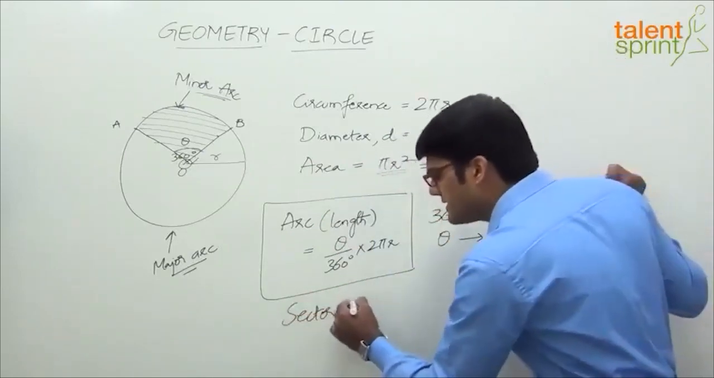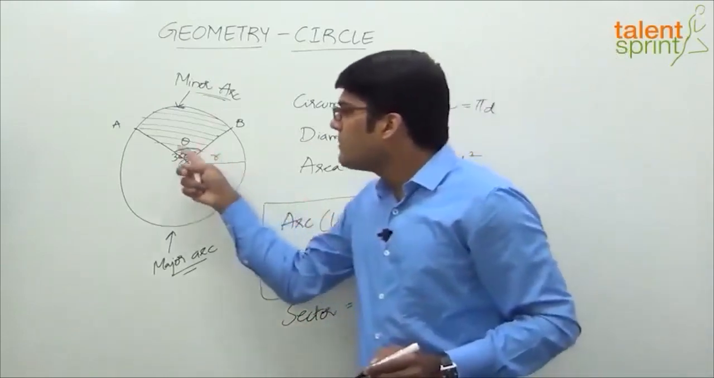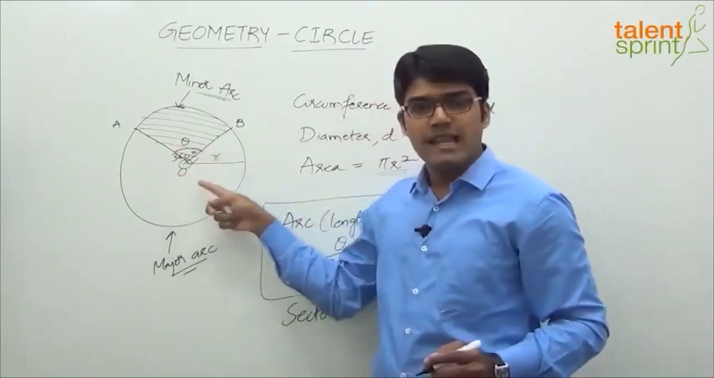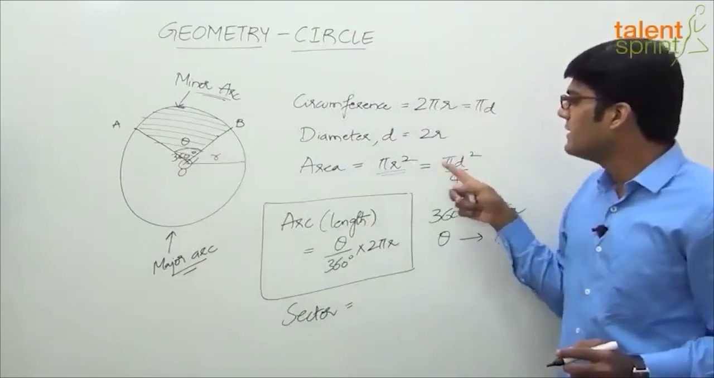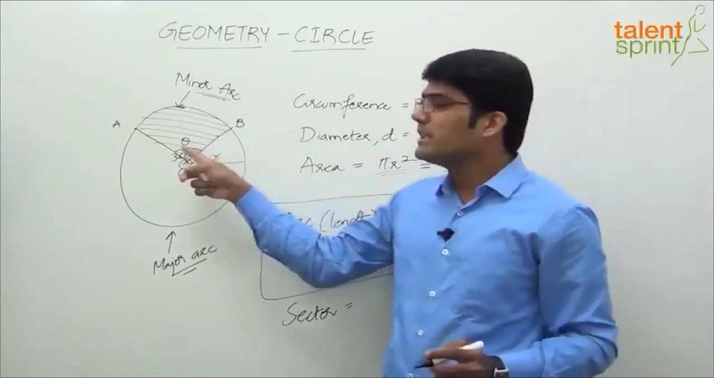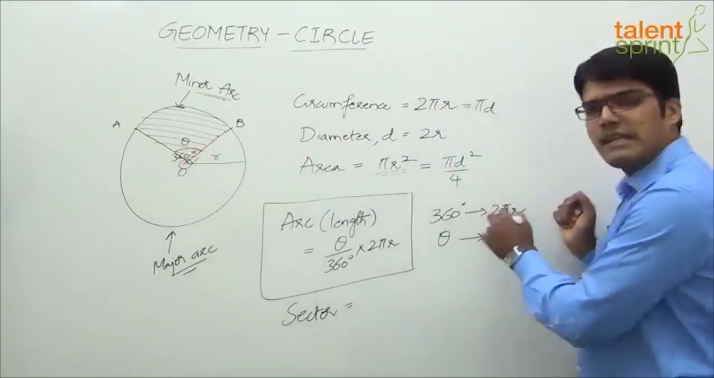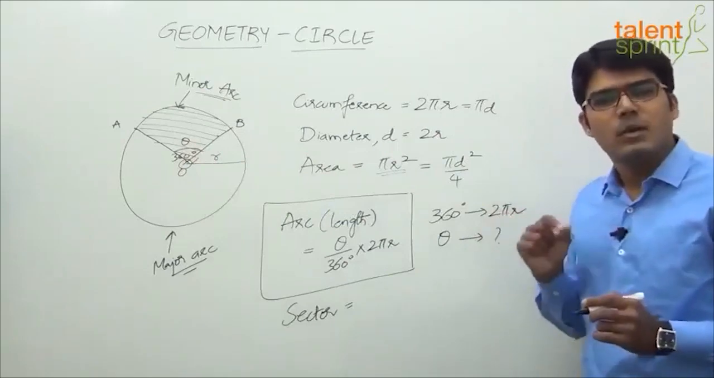How do you get the area of a sector? Same concept. For the total angle of 360 degrees, the area of the circle is pi r square. With respect to theta, how much will be the area? Same proportionality concept: cross multiply and you will get the required area.